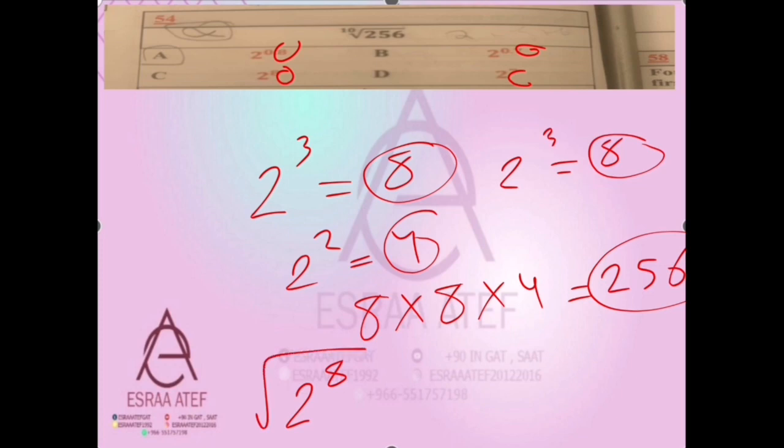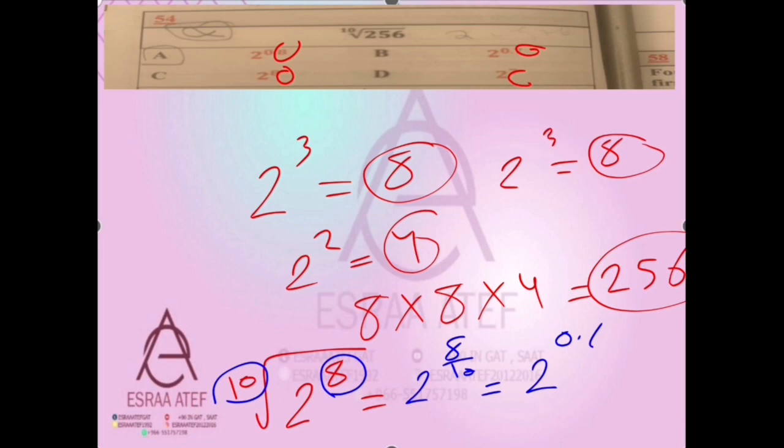So the 10th root of 2 to the power of 8. When we have a number under the radical and a number above the radical, it means 2 to the power of 8 over 10, which is the same as 2 to the power of 0.8. So the answer will be 2 to the power of 0.8.